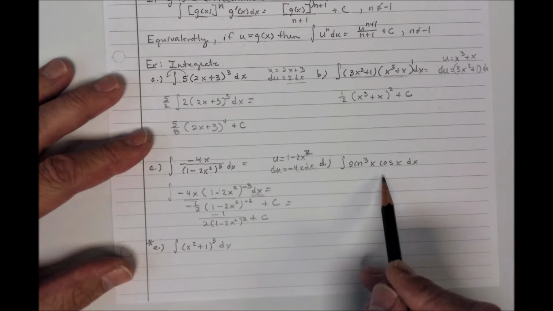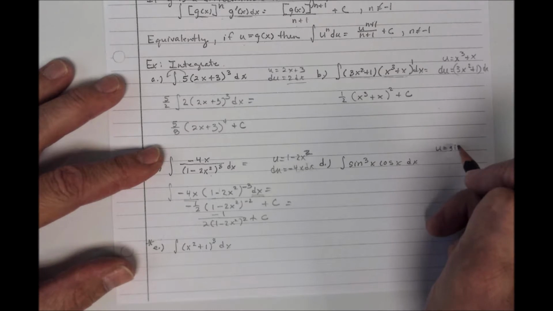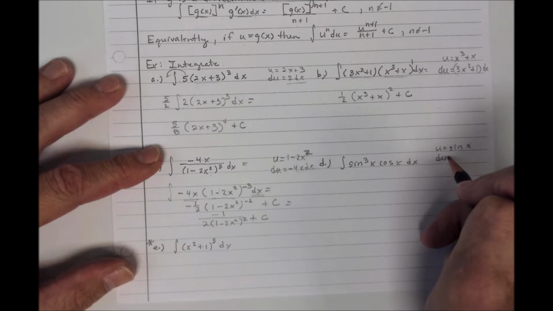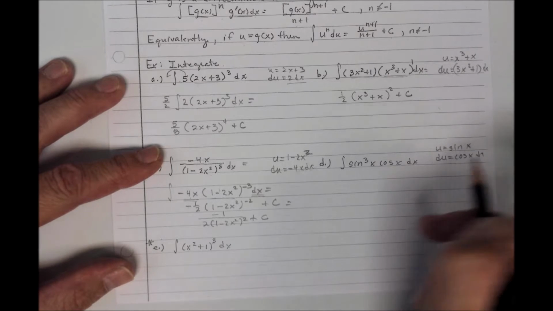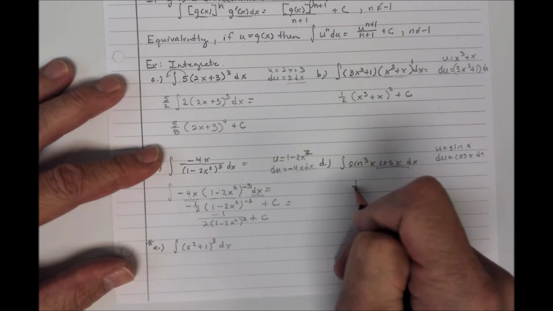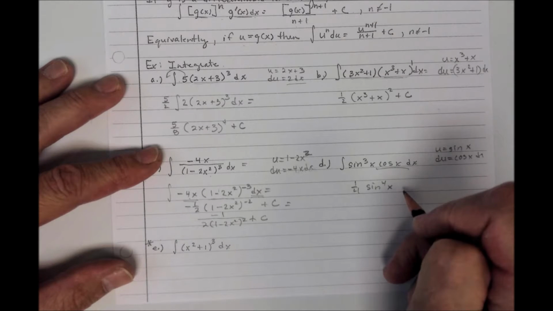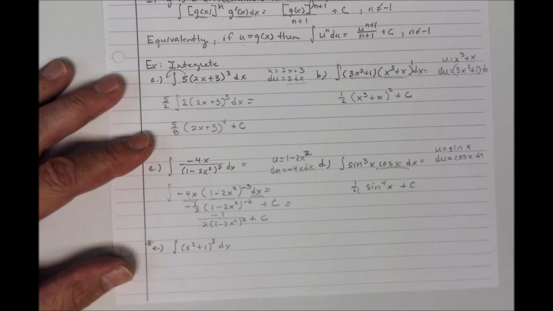This one is so nicely set up, it's a crime. My u is the sine of x, my du is the cosine of x dx. You couldn't ask for a better setup here. So u to the 4th over 4, I get 1/4 sine to the 4th of x, sine of x to the 4th, plus my constant. Nice.